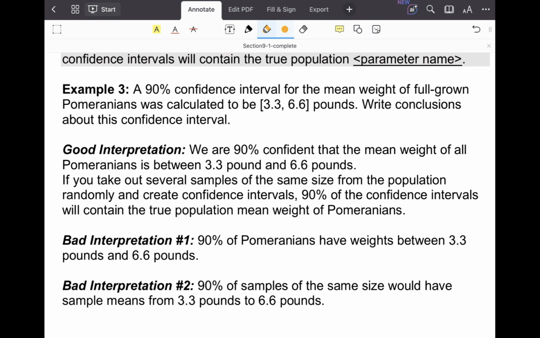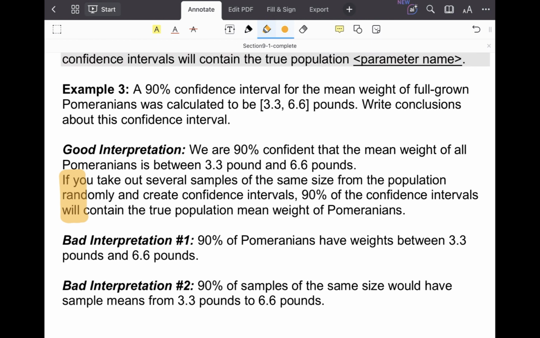A good interpretation here: we are 90% confident that the mean weight of all Pomeranians is between 3.3 pounds and 6.6 pounds. Notice here, all Pomeranians, and it's the mean weight of all. So just note that. That's describing that population mean, the population mean of all Pomeranians. And then the second one, not quite as important, but I like to include it.